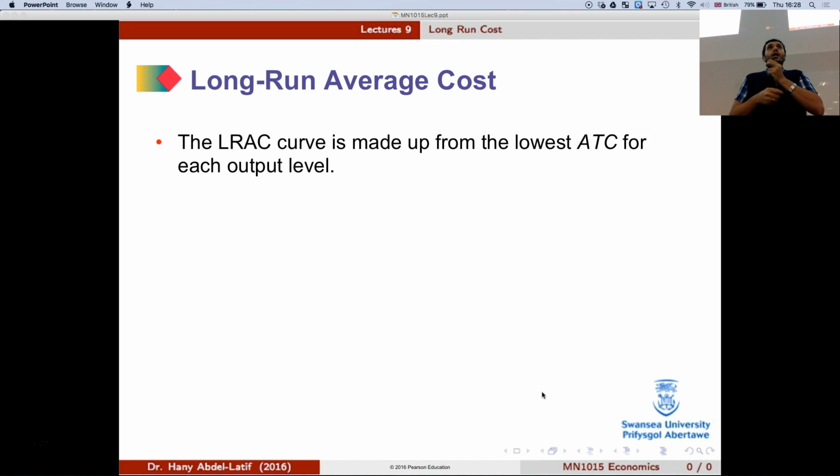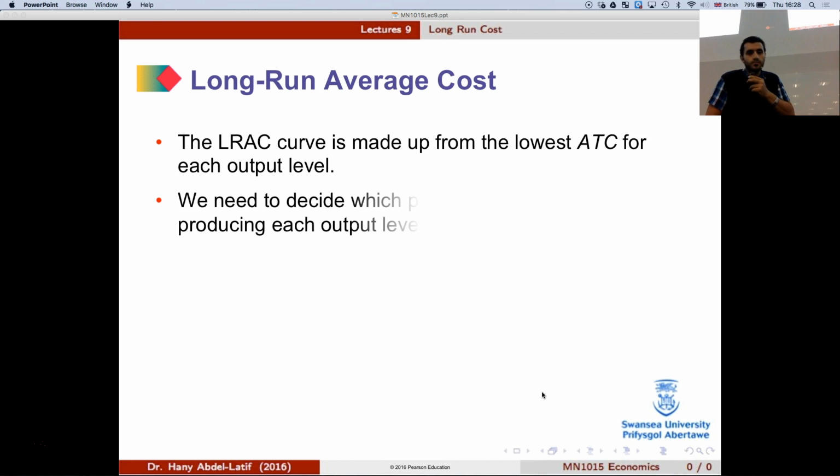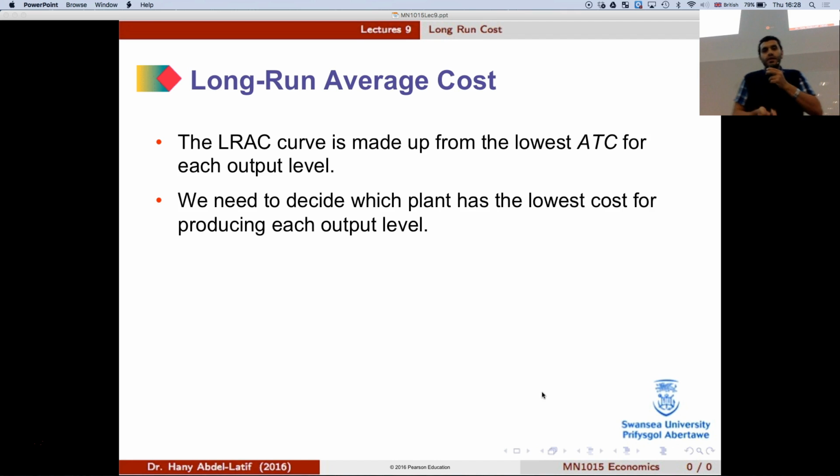Okay? So, as I said, from this point, given the options we have, 4 plant sizes to choose from, so we have 4 types of plant or number of machines from 1, 2, 3, and 4. Then if you connect these together, you could have what we call the long run average cost curve. So it's very important then to look at each output level and see which plant will give you the lowest cost to produce that. Because it's rational.